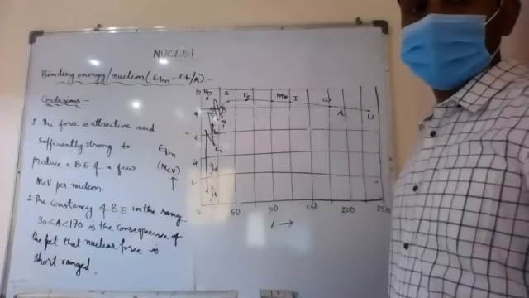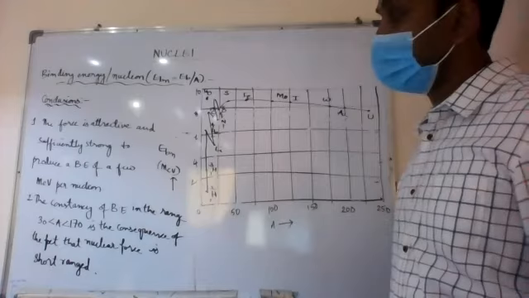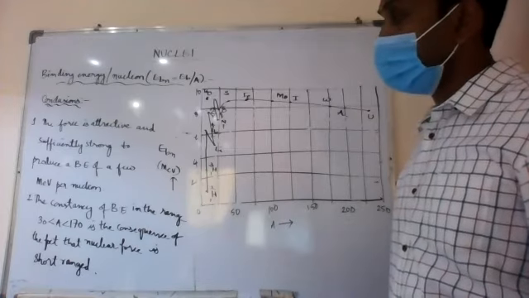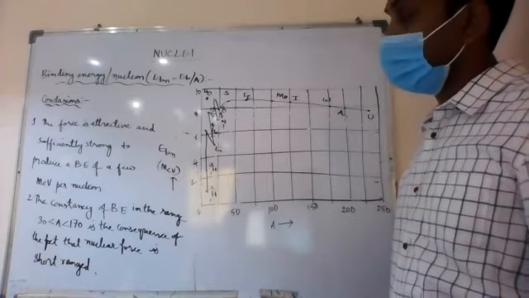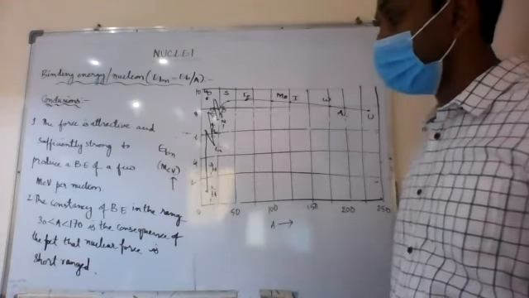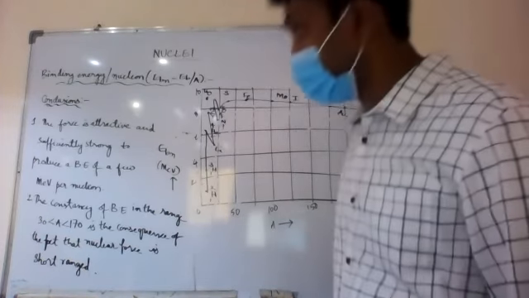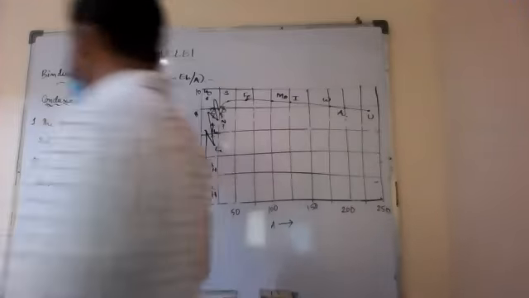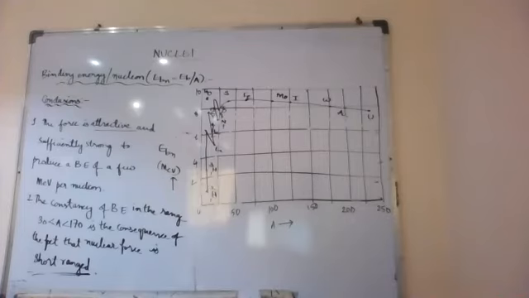Nuclear force is short range. Understood? So the first one is what? The force is attractive and sufficiently strong to produce a binding energy of few MeV per nucleon, million electron volts. Million means 10 to the power of 6. The constancy of binding energy in the range from 30 to 170 is a consequence of the fact that nuclear force is short range. So first we came to the conclusion that it is attractive. Second, it is short range. So only between 30 and 170.